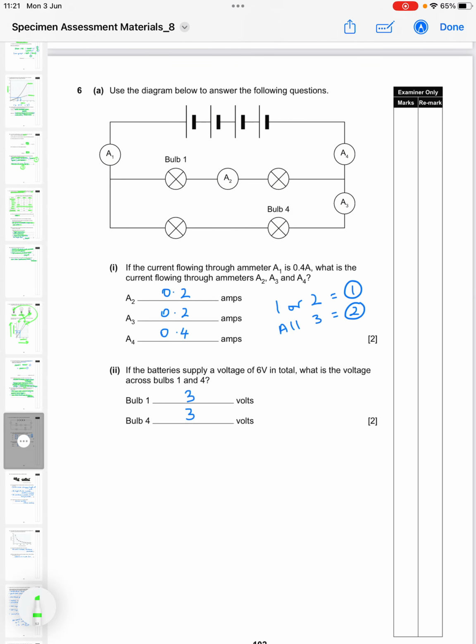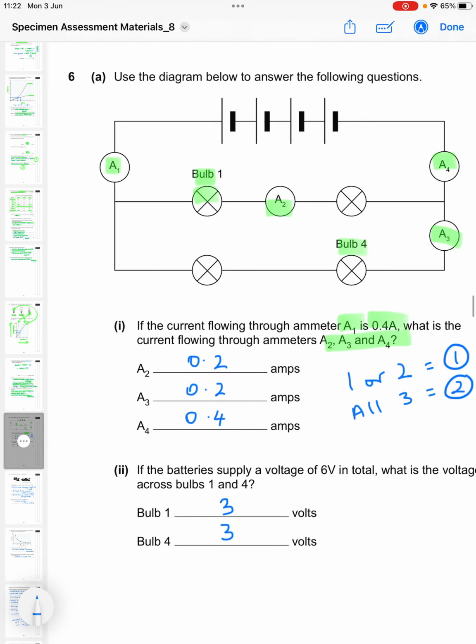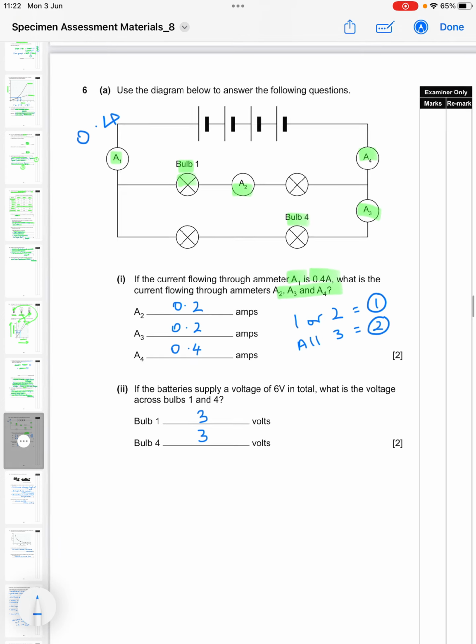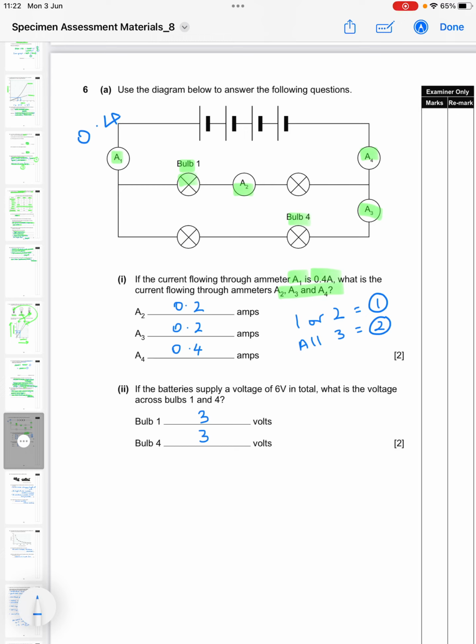Question 6, use the diagram to answer the following questions. So we've got a circuit here, and you see there are bulbs, and it's labelled bulb 1 and bulb 4, and then different ammeters here, A1, 2, 3 and 4. So it says if the current flowing through ammeter A1 is 0.4 amps, what's the current flowing through A2, A3 and A4? So A1 here, I'm going to write this on, is 0.4. So when you look at this, the current flowing through A1 and A4 is the same, so that's also 0.4. So I've written that in.